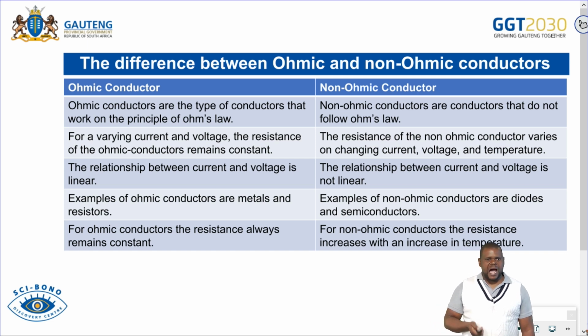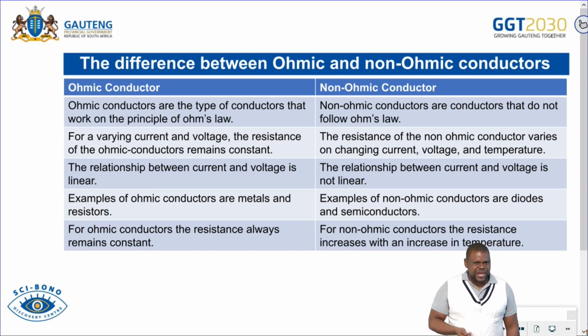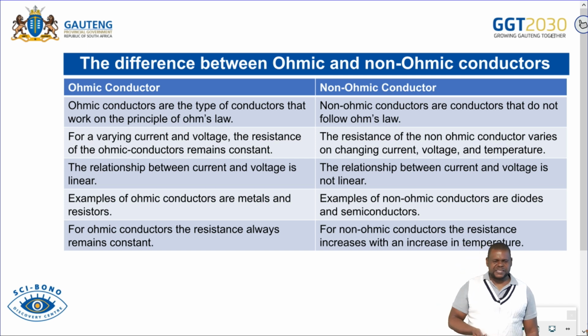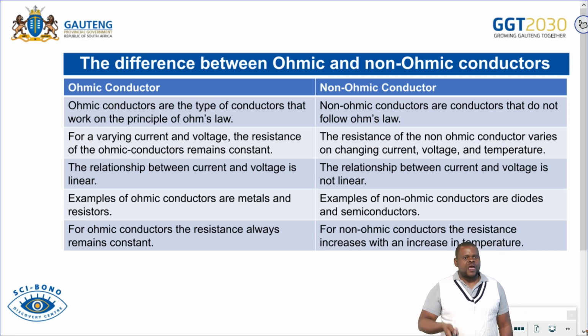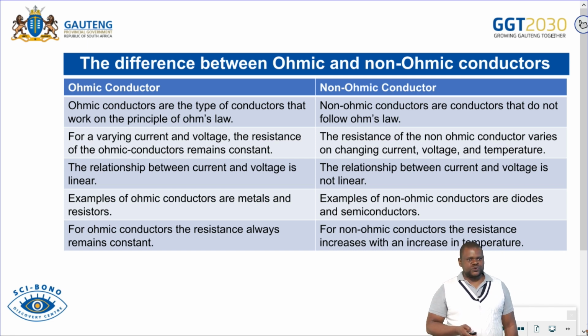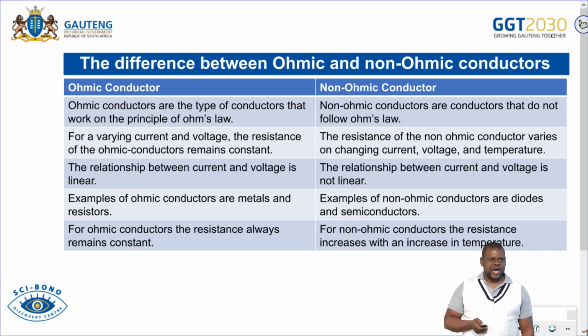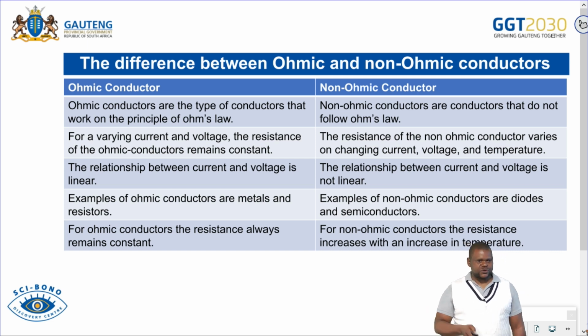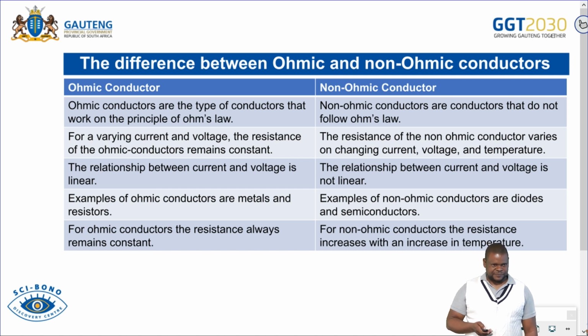temperature. What does that mean, grade 11s? It means that when you change the current, or when you change the potential difference, or when you change the temperature, the resistance for non-ohmic conductor will always change. Okay, number three, the relationship between the current and the voltage is linear. We have seen from the graph that when the current increases, the voltage also increases. That is why it gives us a linear graph. But for non-ohmic conductor, the relationship between the current and the voltage is not linear. Are we together, grade 11s?